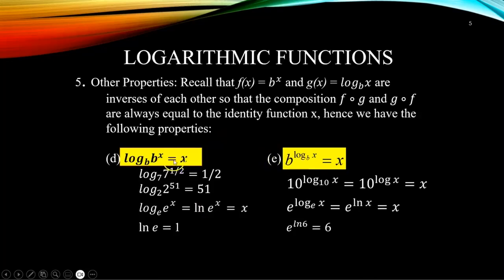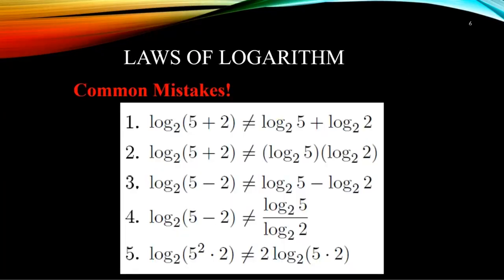For letter E, this is somewhat similar to letter D. The base is raised to a logarithm, but the logarithm has the same base as the original base in here. So for example, 10 raised to the logarithm of x base 10, it sort of cancels out. You're left with x. Similarly, if you have e raised to ln of x, that's x. e raised to ln of 6, that's simply 6. So those are some of the few properties of log.